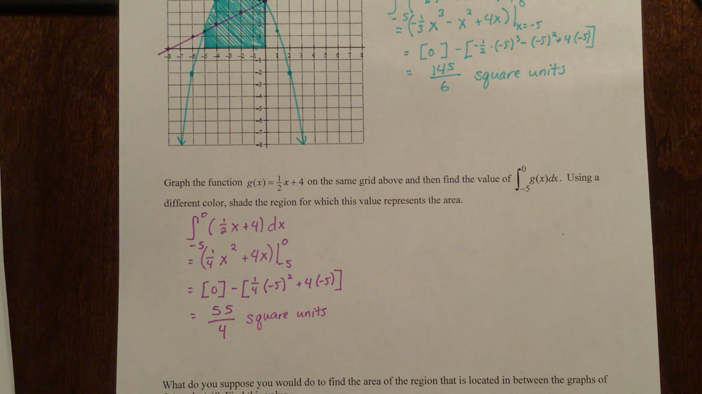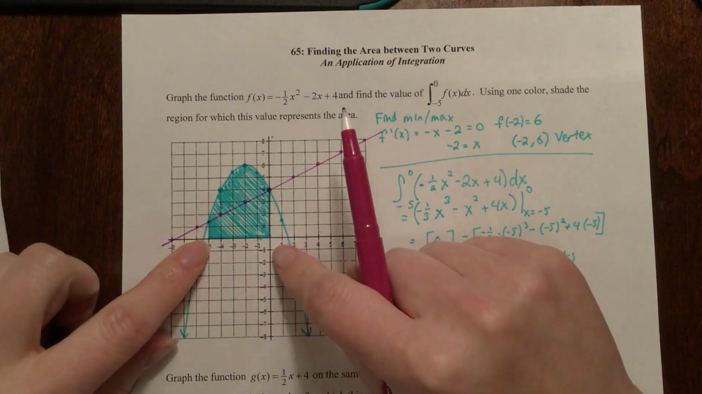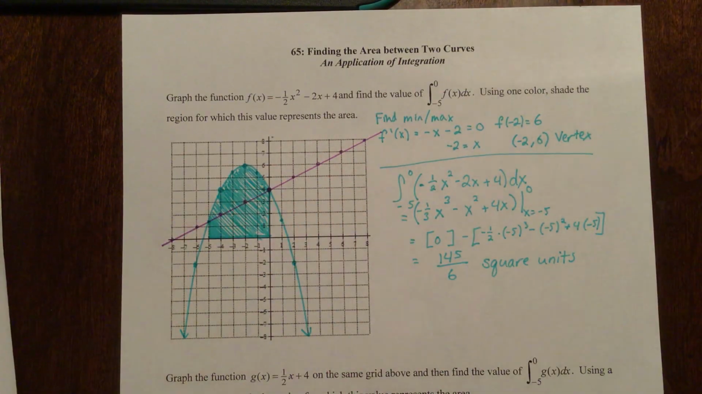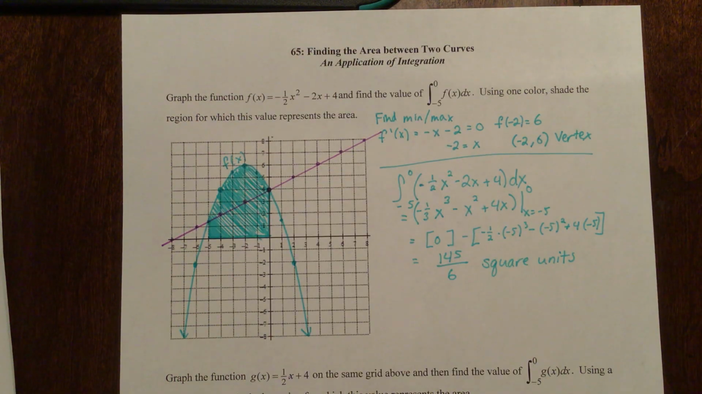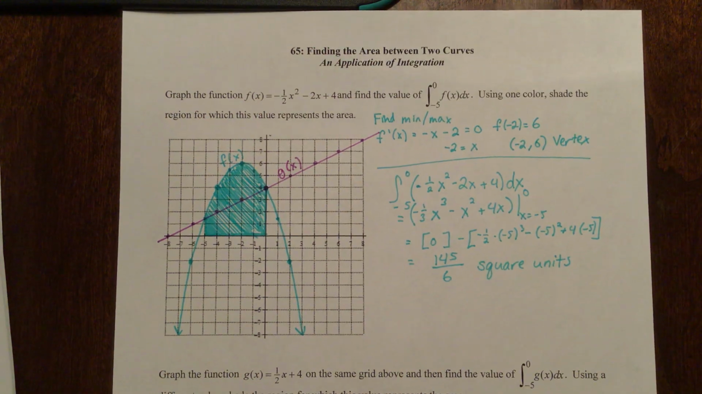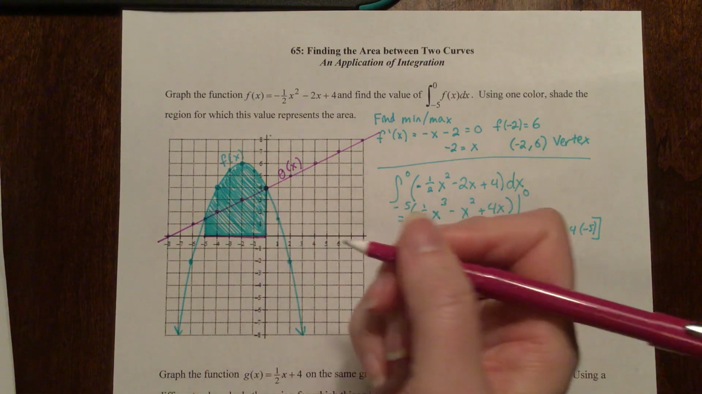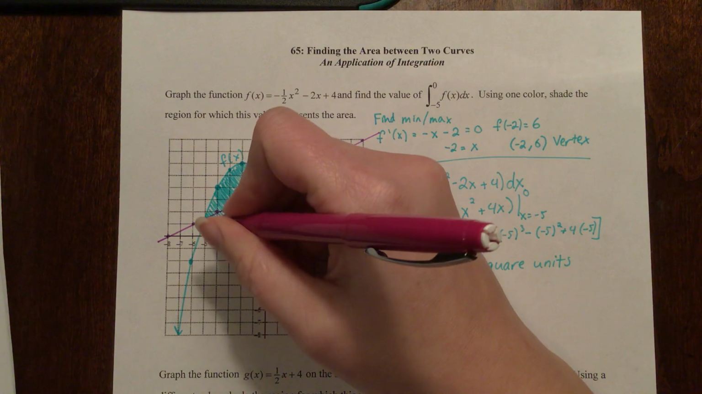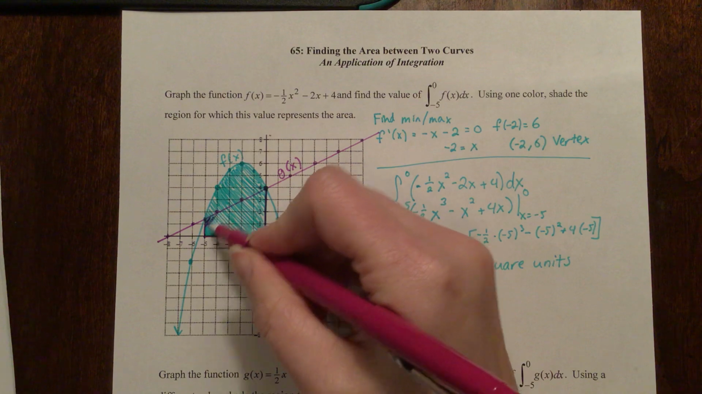Cool. So we found the area of the blue area, above the x-axis, below the blue curve. That blue curve was f of x. The pink line is g of x. Then it says, using a different color, shade the region for which this value represents the area. So again, we're going from -5 to 0 and go up until we get to g of x, which is the line, and then we shade in here.